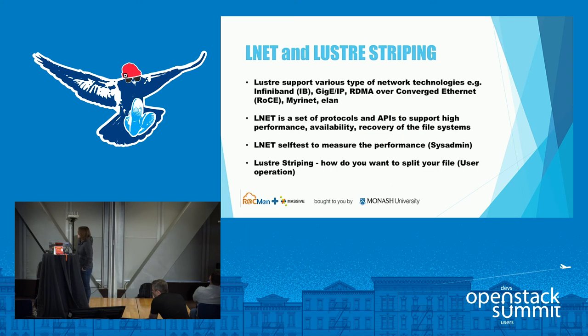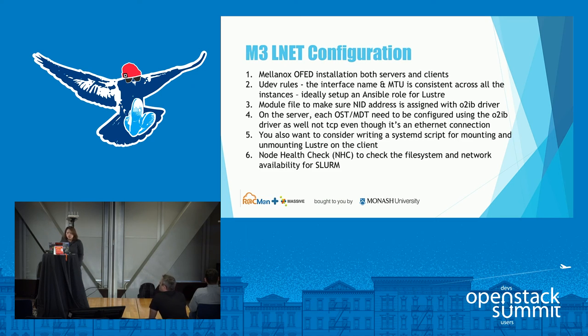One thing I like about Lustre is that it supports various types of network. The ones that I'm familiar with, for example, are IB, GigE, IP, RoCE, and some of those that I never came across. LNET is a set of protocols and APIs to support the high performance, high availability, as well as recovery of the file system. As a sysadmin, you can use LNET self-test. It's a tool to measure the performance across the host networking. And as a user, you can stripe your files, deciding how you want to split your files across the OSTs. So in this case, the LNET configurations.